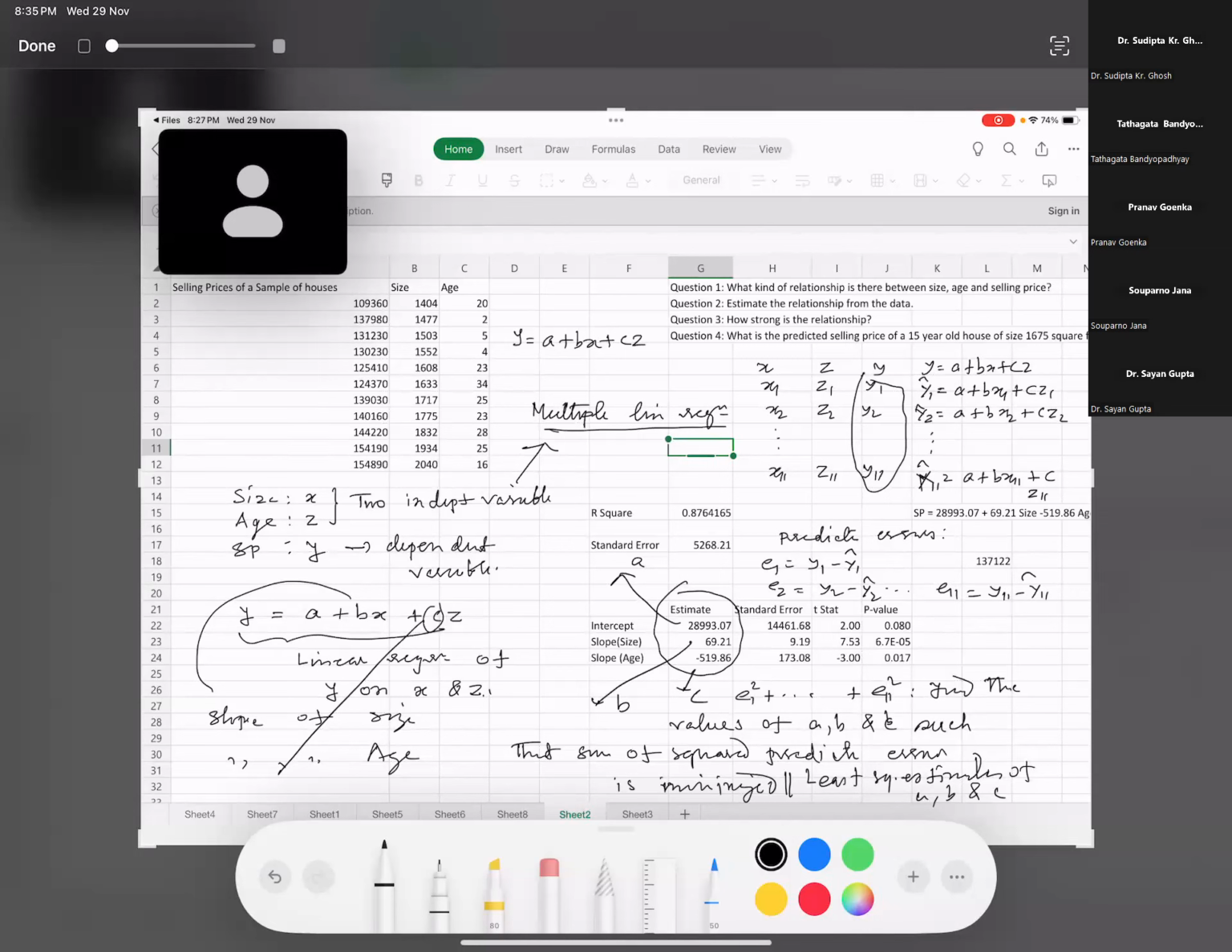And what is the interpretation of C? If you keep the size constant, that means you are considering all apartments of size 1,000 square feet, but they have different ages. So if you in that case increase the age by 1 year, the selling price will decrease by $519.86 because it is coming with a minus sign. Okay, so that is the interpretation that you are getting from the multiple linear regression.